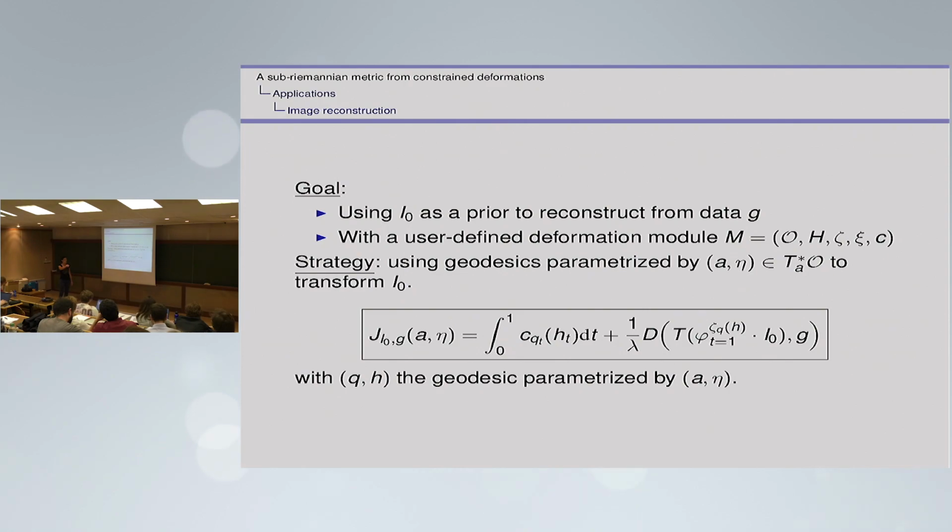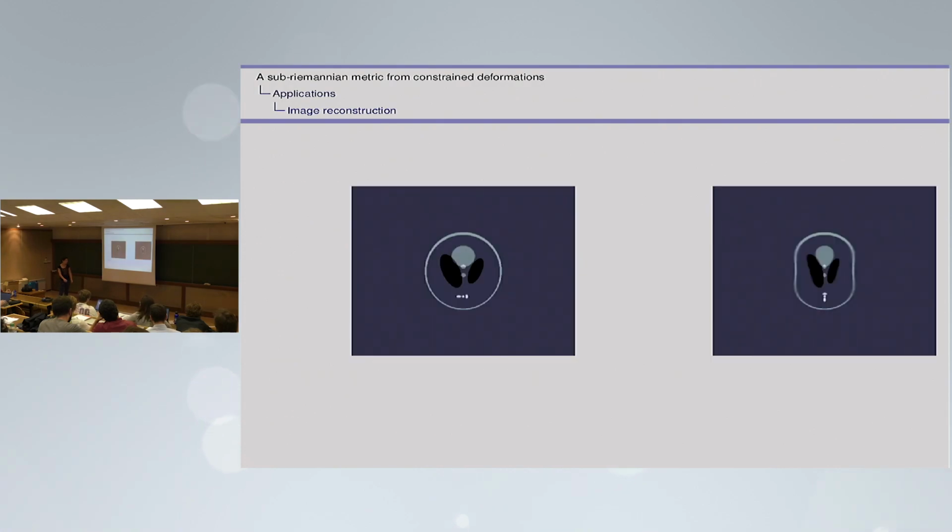So you have your image, you have the geodesic trajectory. Integrating the flow equation, you obtain a diffeomorphism. Then you can apply this diffeomorphism to your image. And by applying the operator T, you obtain new data to which you will compare the data that you have. And you want to lower the difference here.